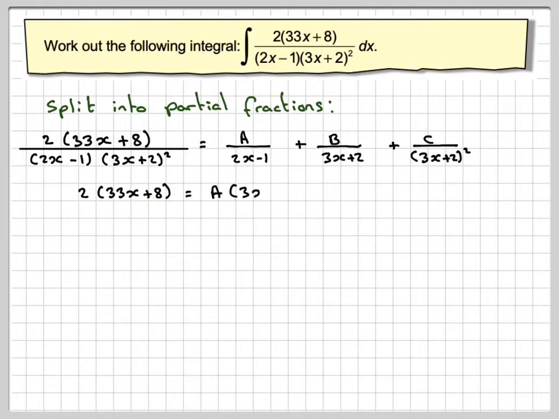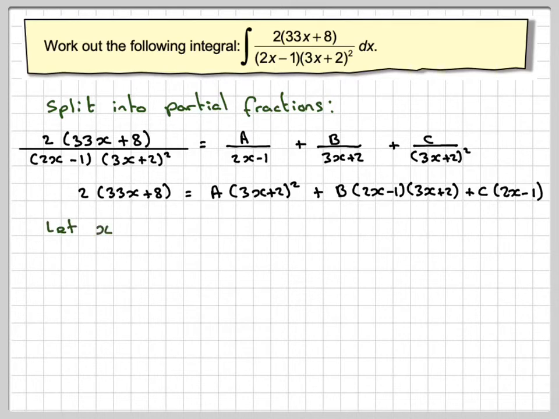So there'll be A times 3x plus 2 squared, and then B times 2x minus 1, 3x plus 2, plus C times 2x minus 1. Right, here, this one needs to be multiplied by 2x minus 1 and a 3x plus 2, and this just needs to be multiplied by a 2x minus 1.